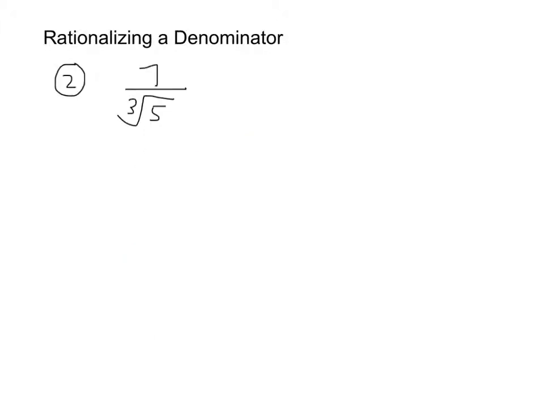Okay, we're going to multiply by something so that we don't have a radical in the denominator. All right, so what should we multiply by? I've got 7 over the cube root of 5. I want to multiply by something so that I will not have a radical in the denominator. What would I need to multiply by? Okay, and the answer would be the cube root of 5 times another cube root of 5.